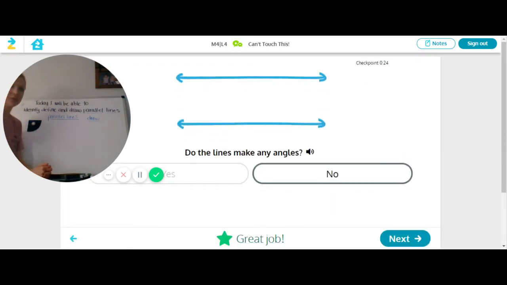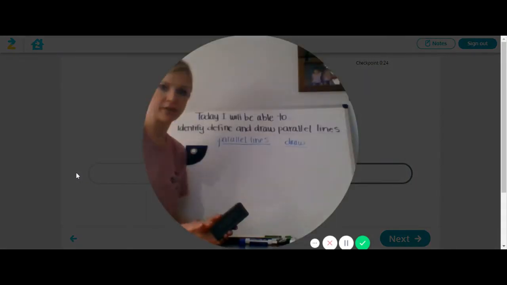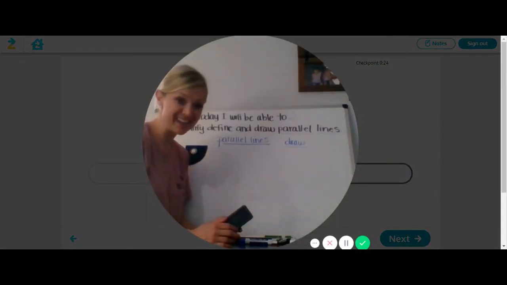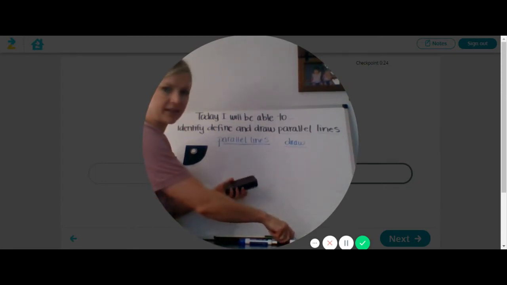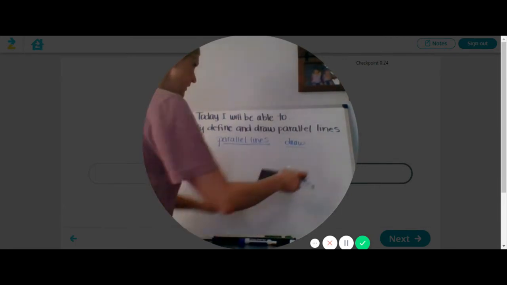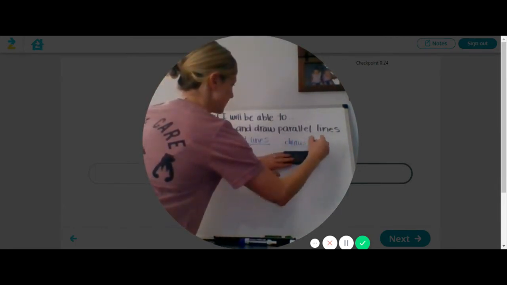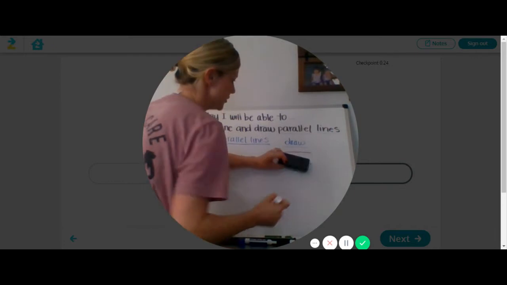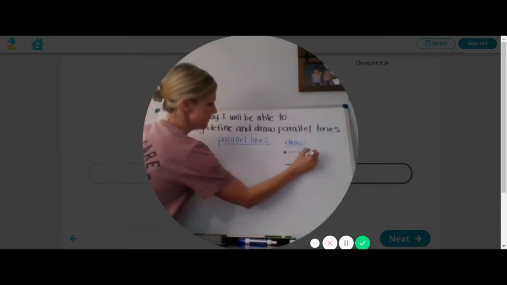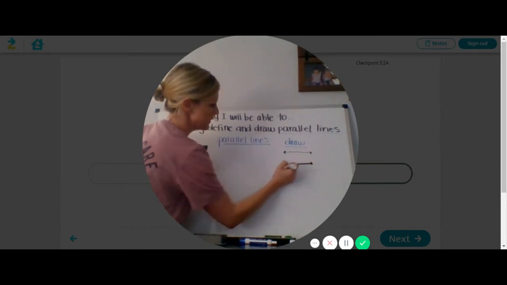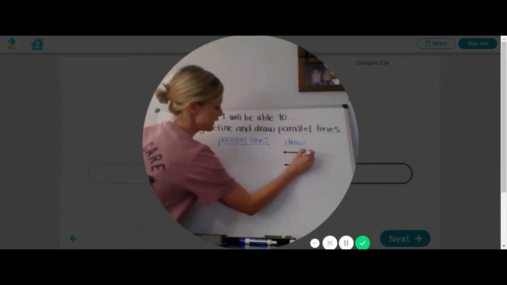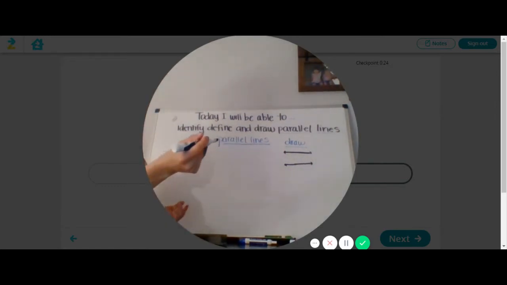All right, scholars, do the lines make any angles? So with a straight edge, I'm going to go ahead and draw anything that's straight. If you have a ruler at home, that's great. I know I don't, so I'm going to use this whiteboard eraser, and I've got a nice straight line here that I'm going to go ahead and draw these two lines. I've got 1, 2 lines, and I've got arrows on either side of these lines. Make sure we can see those. And I can tell they extend in each direction.